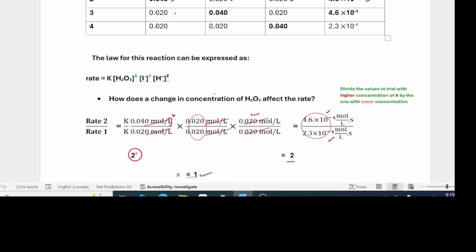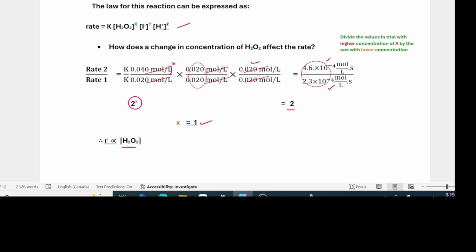But before we do that, we have to express the hypothetical rate law equation for the reaction. And we say rate is equal to K times hydrogen peroxide to the exponent X, iodide ion to the exponent Y, and hydrogen ion to the exponent Z. Dividing values of trial 2 by those of trial 1, we have these. All these will cancel out here. These will cancel out. Dividing the rates, we get a value of 2 here. Doing the math, we get 2 to the exponent X is equal to 2. And therefore, X is equal to 1.